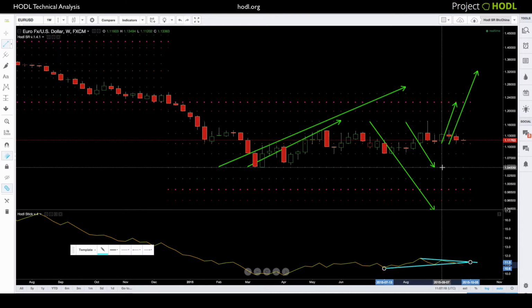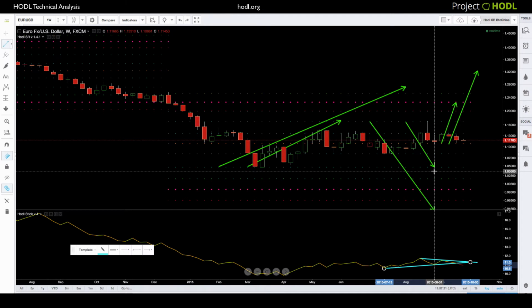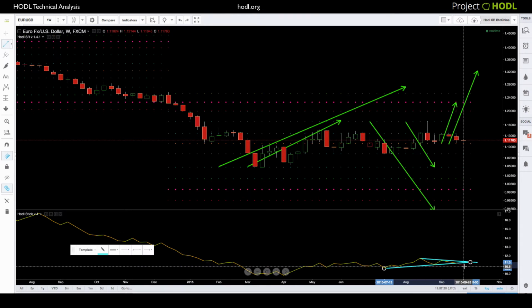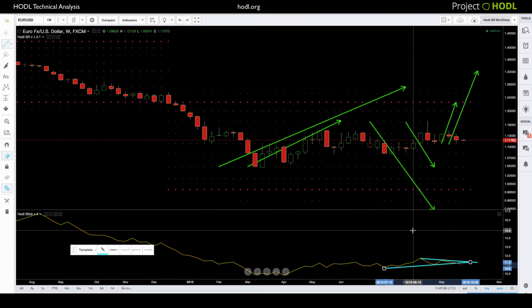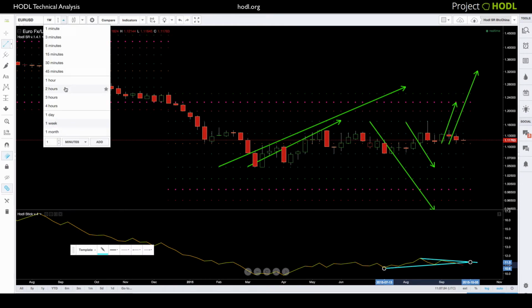There is no divergence here, but we'll see what will happen next week. So let's move on. This is a bearish time frame. So let's move to daily.